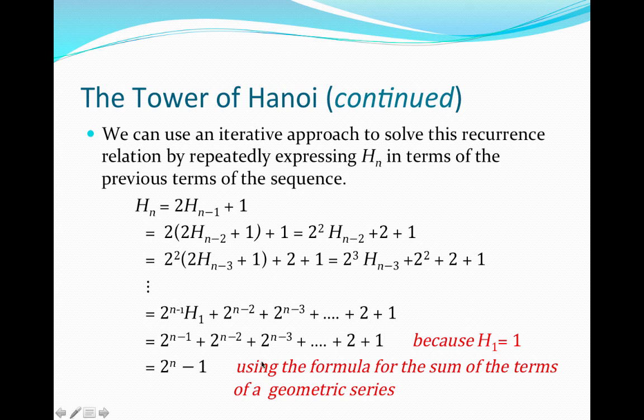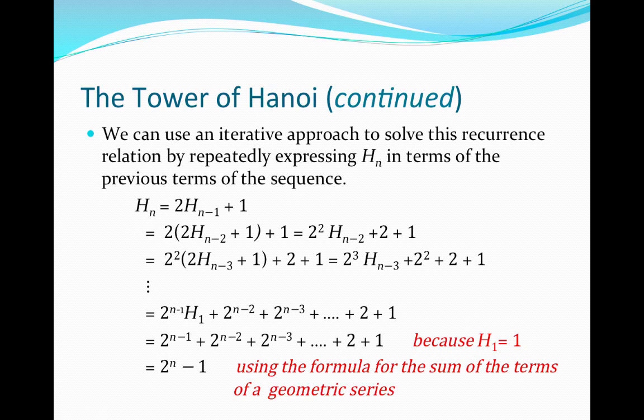And so now we can use a formula for the sum of the terms of a geometric series. Notice a geometric series is one in which we have decreasing or increasing powers of a particular value. And so you can review the formula for the sum of a geometric series and get that h sub n can actually be written as 2 to the power of n minus 1. So this tells us exactly how many moves it takes to solve the Tower of Hanoi puzzle with n disks. So it takes 2 to the power of n minus 1 many moves to solve the Tower of Hanoi puzzle consisting of n disks.